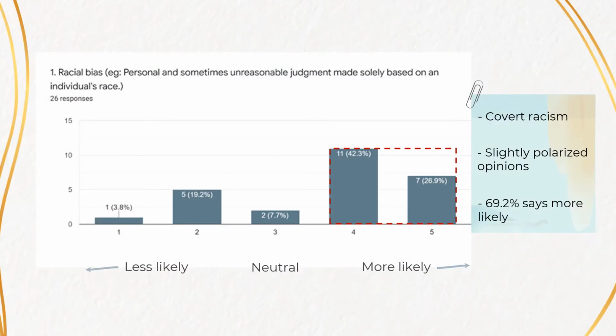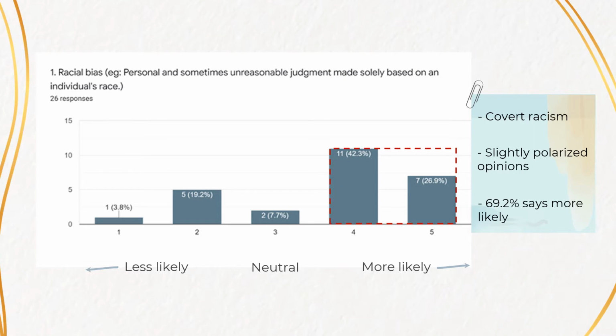First, let's look at racial bias. Compared to other factors, covert racism such as racial bias is harder to pinpoint, while the opinions about these issues are slightly polarized, with 23% thinking that racial bias is less likely to result in racism.